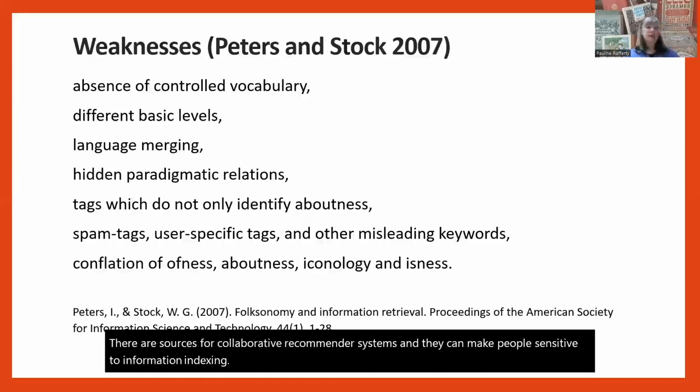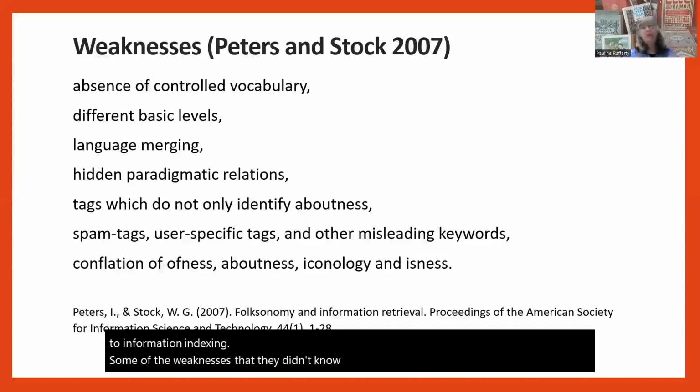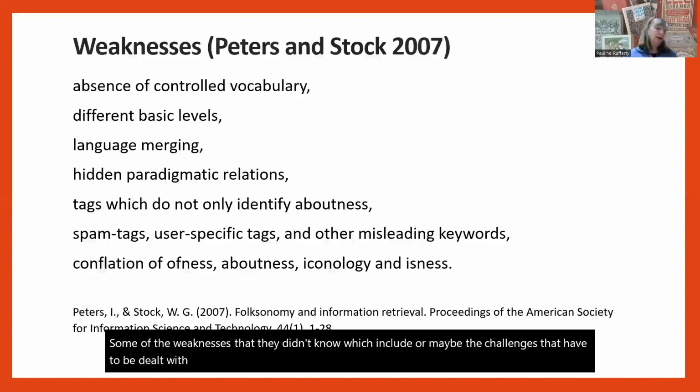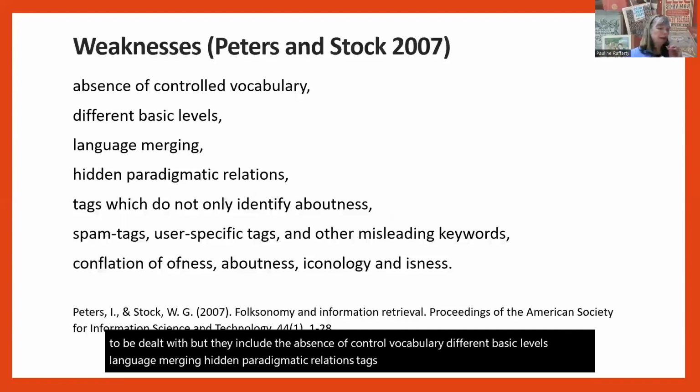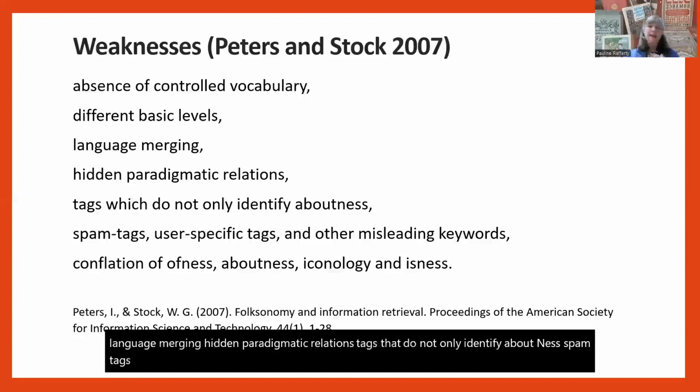Some of the weaknesses that they note, or maybe the challenges that have to be dealt with, include the absence of controlled vocabulary, different basic levels, language merging, hidden paradigmatic relations, tags that do not only identify aboutness, spam tags, and other misleading keywords, and the conflation of ofness and aboutness, iconology and isness.